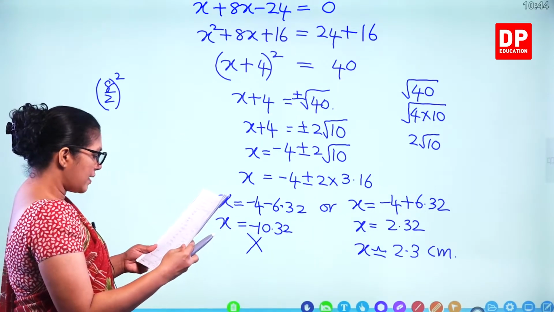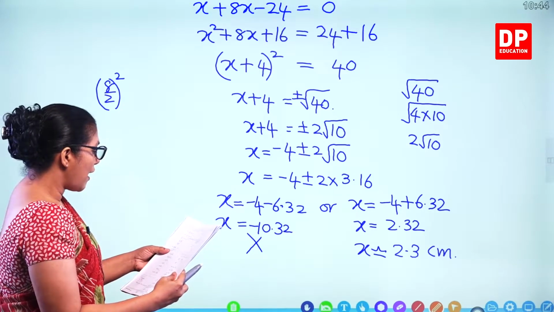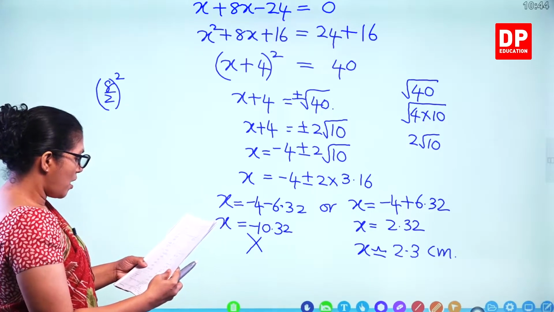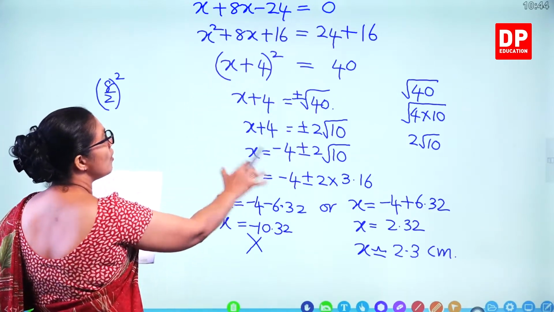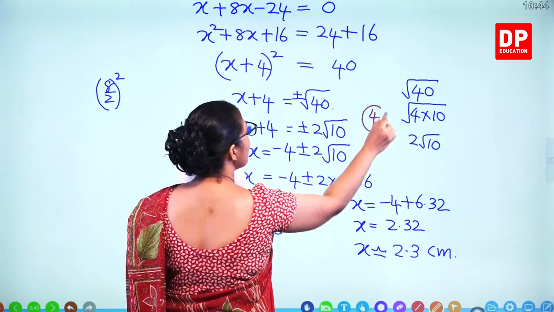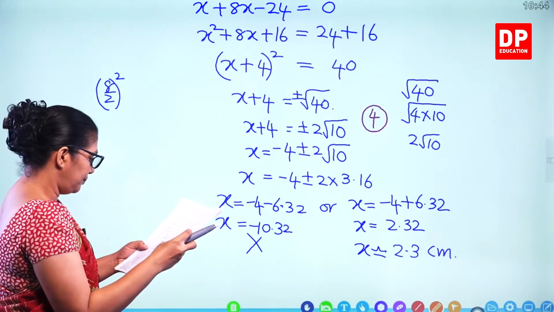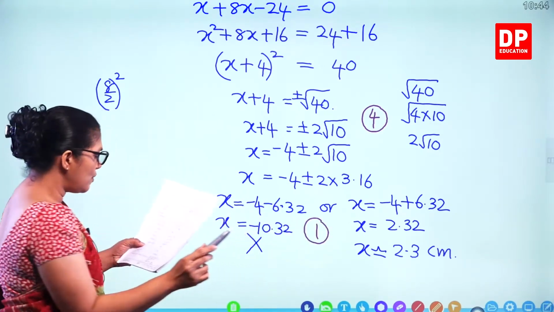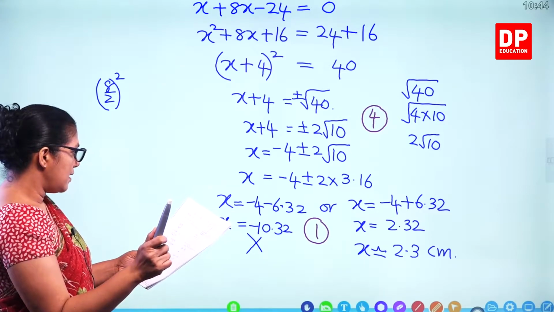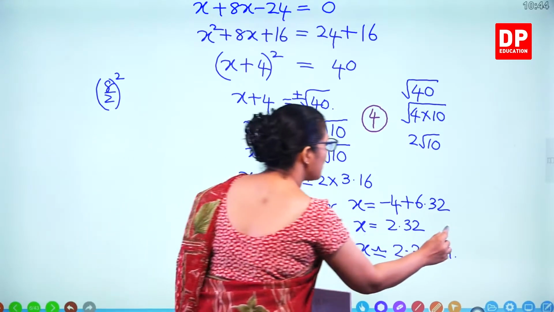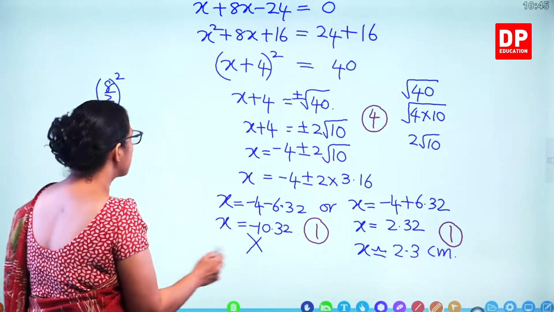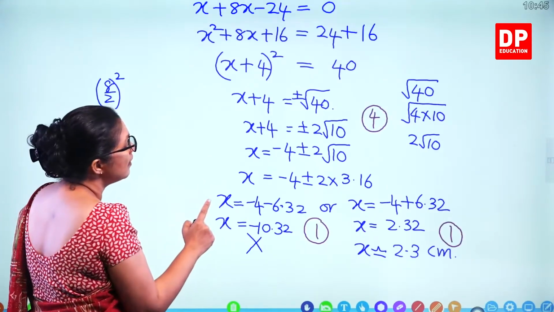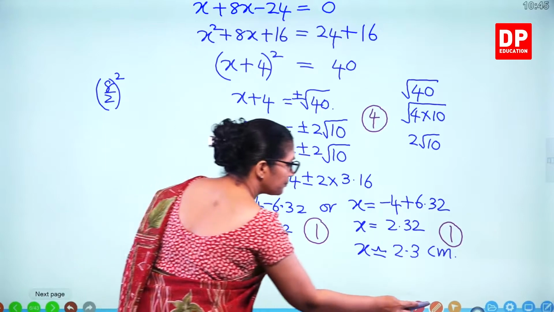So let's see the marking scheme. So we gave 5 marks already. So you are getting 4 marks for doing all these steps. And then 1 mark for finding both these values and ignoring the negative answer, only writing 2.3, another 1 mark. 4, 5, 6, 7, 8. So that means here you have to give only 3 marks there. This is 3.